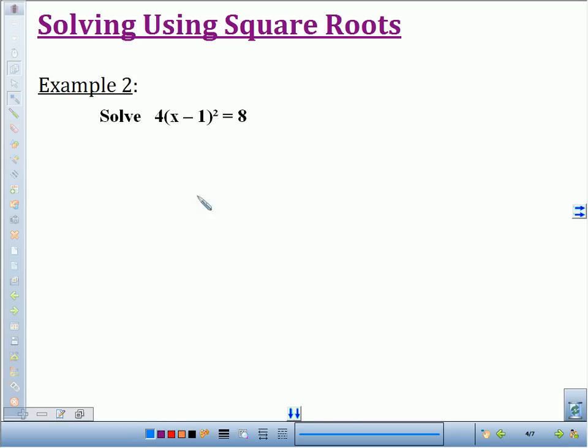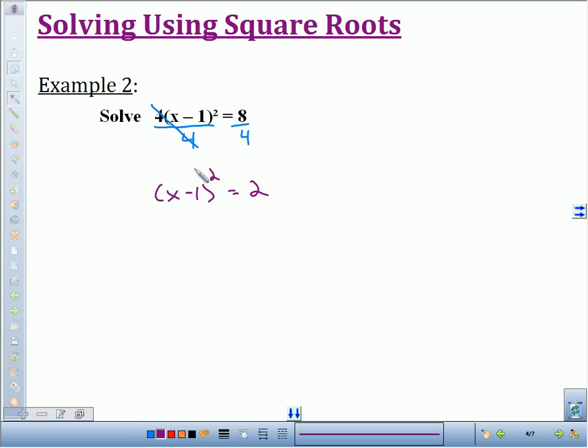So let's start. Now, the first thing that I want to do, I have 4 times this expression squared equals 8. And the very first thing that I have to do is get rid of this 4. I can't have that 4 when I take the square root. So let's do that first. Let's start by dividing both sides by 4. I divide both sides by 4. That cancels out these 4's. And I end up with x minus 1 squared equals 8 over 4, which is 2. So x minus 1 squared equals 2.